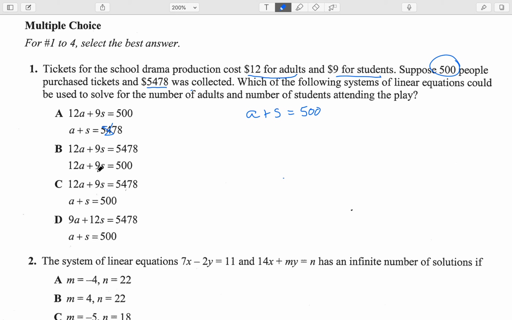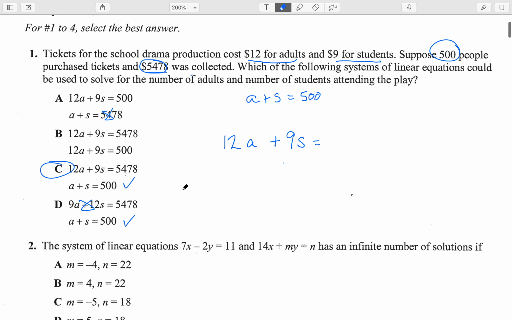That's wrong. A plus S, that could be right. That could be right. No one knows. So it's got to be either C or D. Now the other one is the 5478. So that's the dollars, right? So the adults are $12 each. So 12 times the number of adults. And because it's a total, I'm going to go plus. So 9 times the number of students. And that should equal 5478. There it is. Yeah, this one's just got it backwards. So that one's wrong. So it's got to be C.